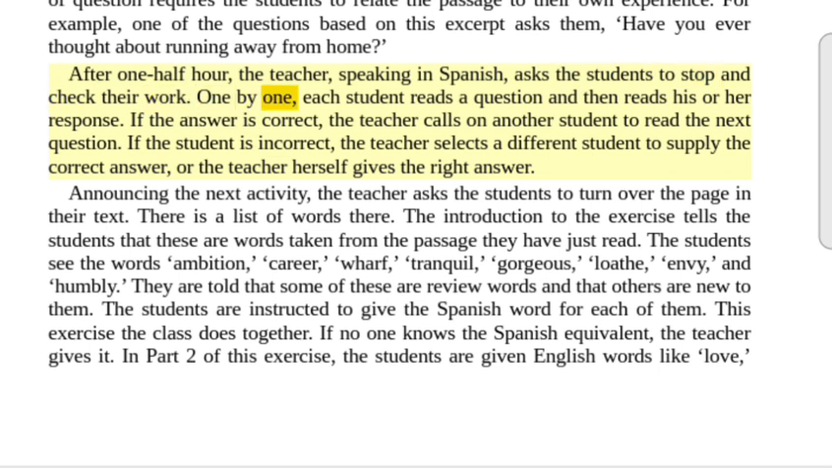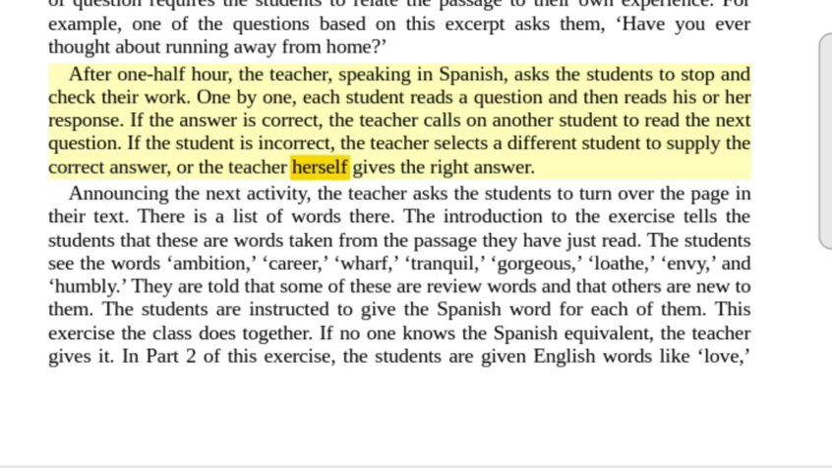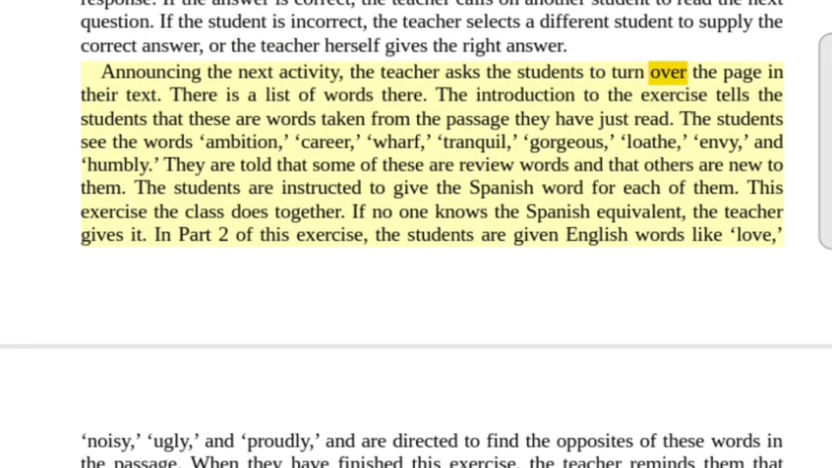After 1/2 hour, the teacher, speaking in Spanish, asks the students to stop and check their work. One by one, each student reads a question and then reads his or her response. If the answer is correct, the teacher calls on another student to read the next question. If the student is incorrect, the teacher selects a different student to supply the correct answer, or the teacher herself gives the right answer.